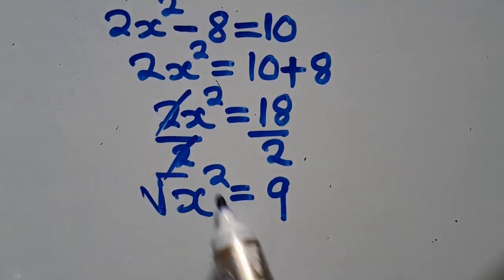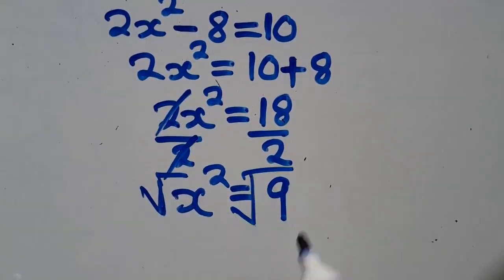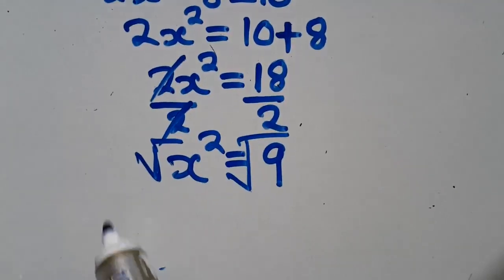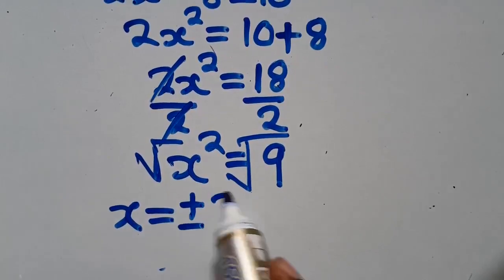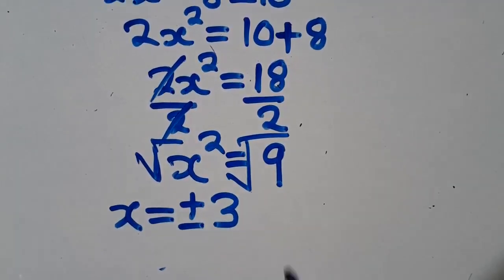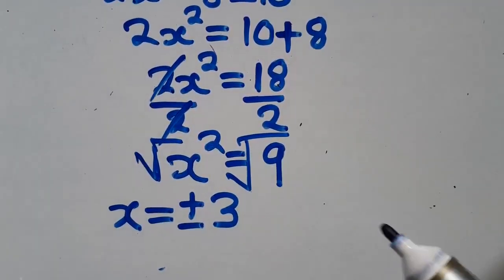So you introduce the square root on both sides. So the answer that you are going to have will be what? x is equal to plus or minus 3. You know that each time you introduce a square root, you get two answers. It is either a negative answer or a positive answer.